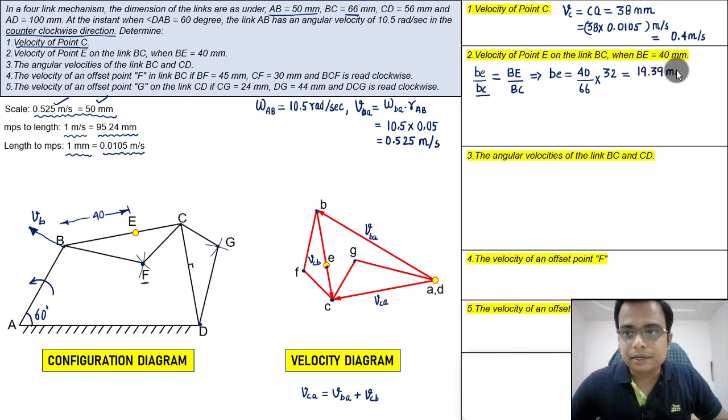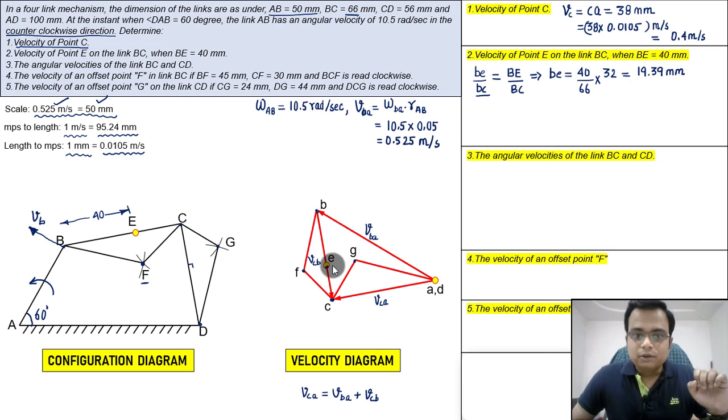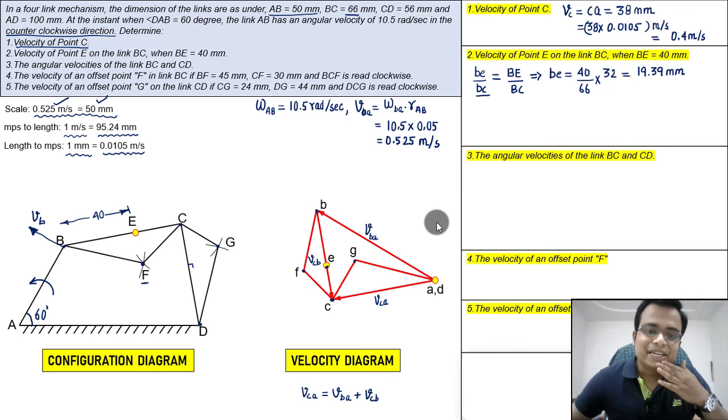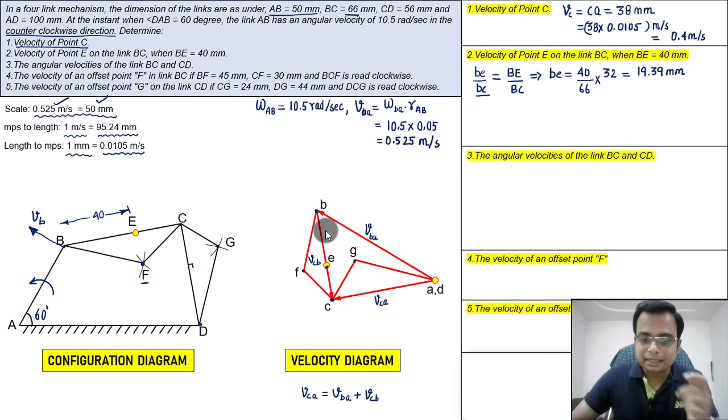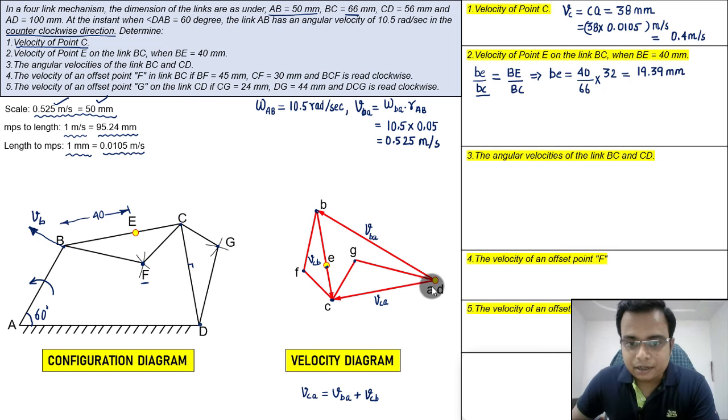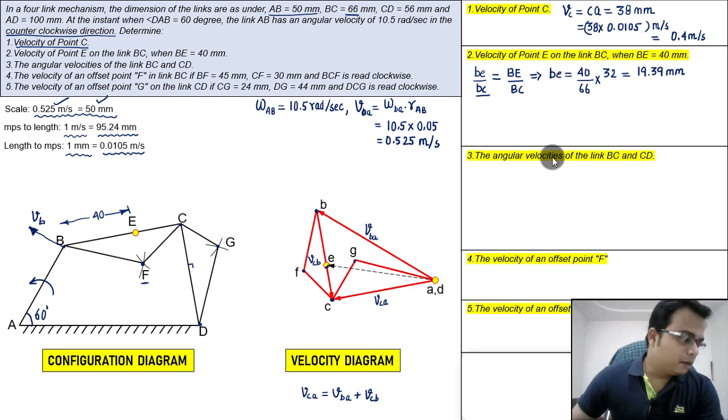19.39 millimeters. So this is how much? This is 19.39 millimeters, or rather 19 millimeters. You cannot really put a point 19.39 millimeters away. Anyway, either 19 or 20. Just take it as 19 or slightly more than 19, and then place a point over here from point B, and then you connect that point with this.